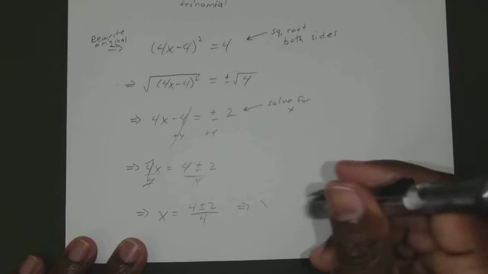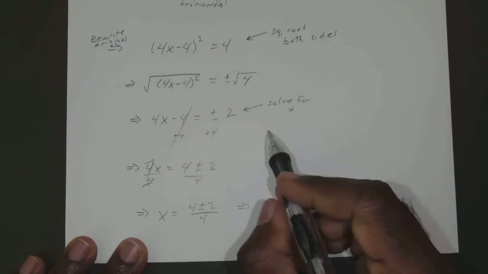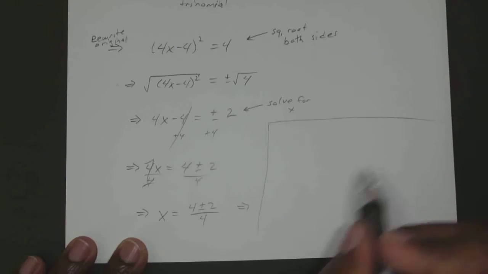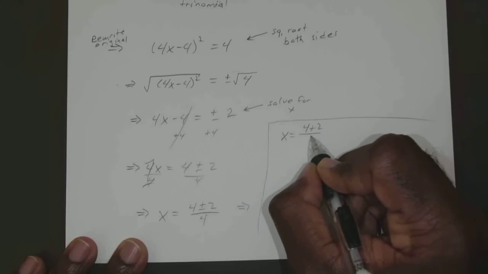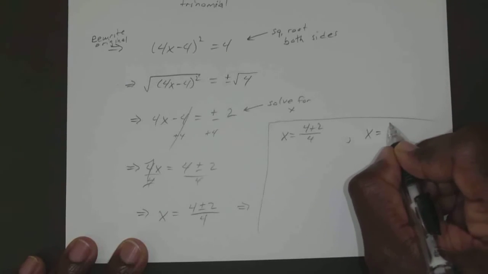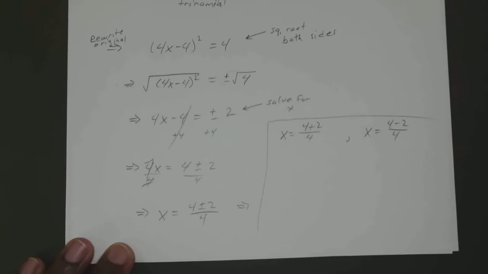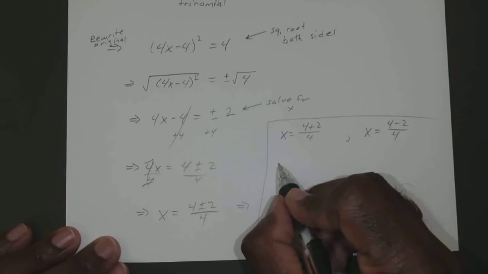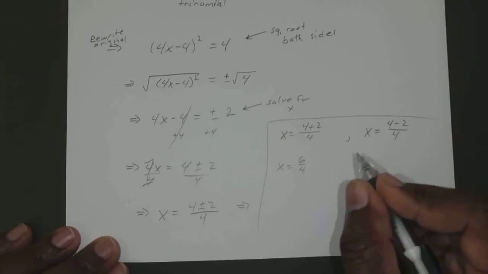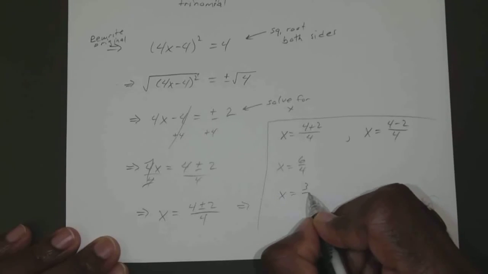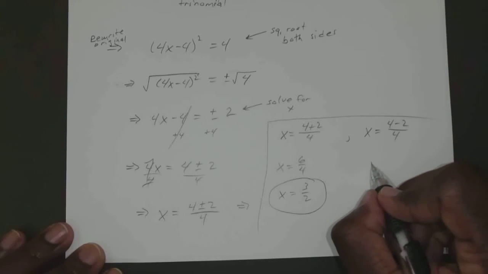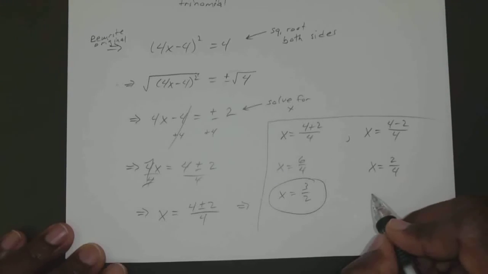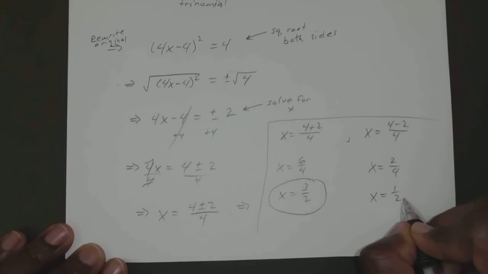So I'll move that up a little bit, kind of block that off. So x can equal 4 plus 2 over 4, or x can equal 4 minus 2 over 4. Okay, 4 plus 2 is 6. So that's 6 over 4, which simplifies to 3 over 2. Okay, 4 minus 2 is 2, so x can equal 2 over 4, which simplifies to 1/2.